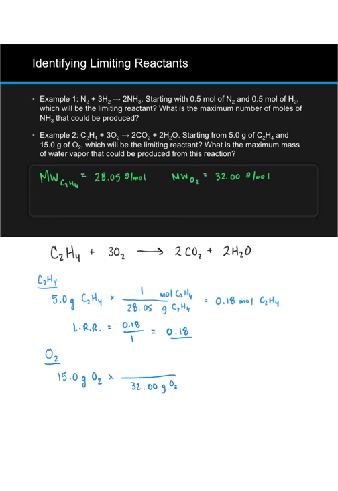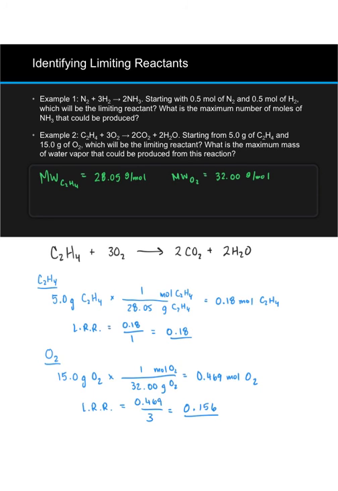Similarly, for oxygen, O2, we can convert mass, 15 grams given, into number of moles by dividing by its molar mass. This gives us 0.469 moles of O2. For oxygen, the limiting reactant ratio is that number of moles, 0.469, divided by its coefficient, 3. This value is 0.156.